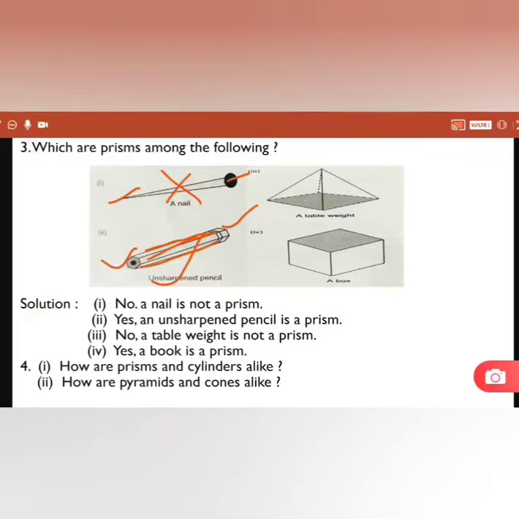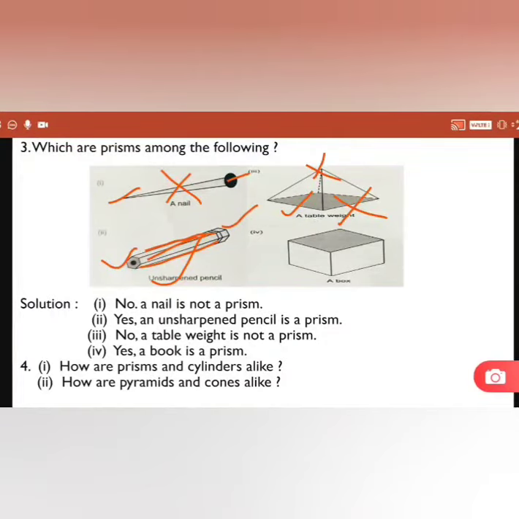Third, a table weight is given. It is in the form of a square pyramid. Yes, this is called a pyramid because in a pyramid the top part is always pointed. Now let us check it out. How will we check? We have to check that the top and bottom faces are congruent to each other. Here the bottom is a square but the top is not a square. So this is not a prism. So you will write no, a table weight is not a prism.